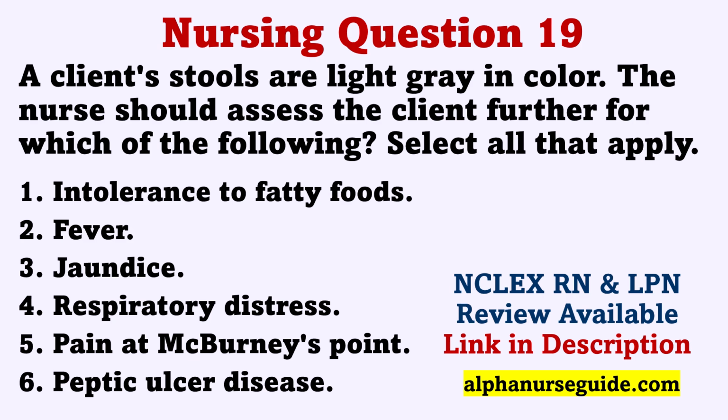2. Fever, and 3. Jaundice. Bile is created in the liver, stored in the gallbladder, and released into the duodenum, giving stool its brown color. A bile duct obstruction can cause pale-colored stools. Other symptoms associated with cholelithiasis are right upper quadrant tenderness, fever from inflammation or infection, jaundice from elevated serum bilirubin levels, and nausea or right upper quadrant pain after a fatty meal. Pain at McBurney's point lies between the umbilicus and right iliac crest and is associated with appendicitis. A bleeding ulcer produces black, tarry stools. Respiratory distress is not a symptom of cholelithiasis.